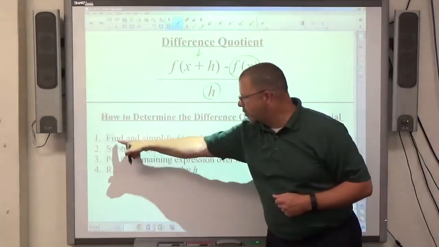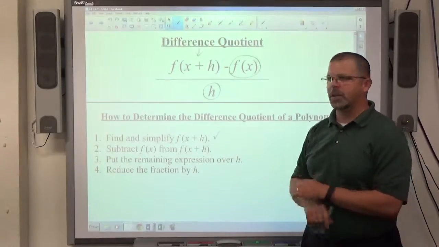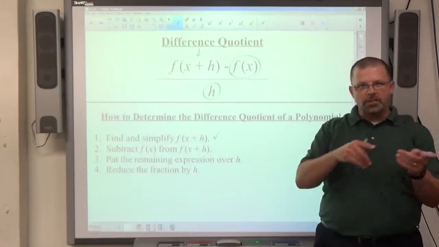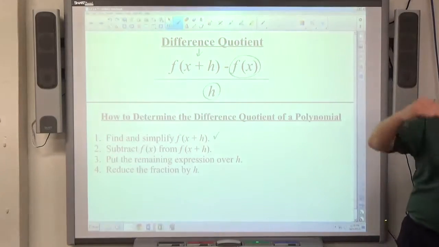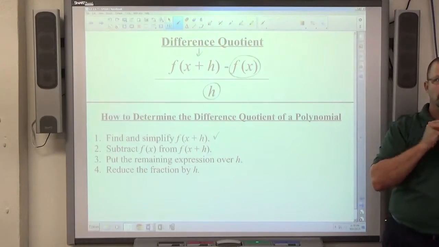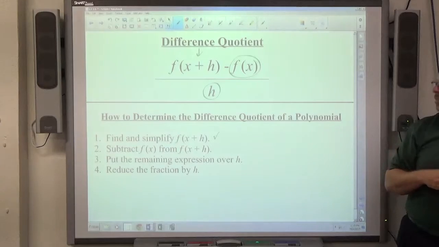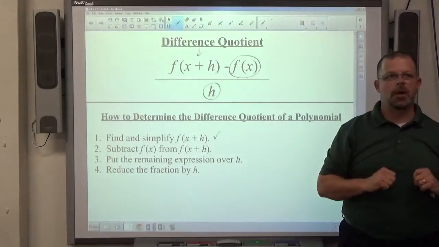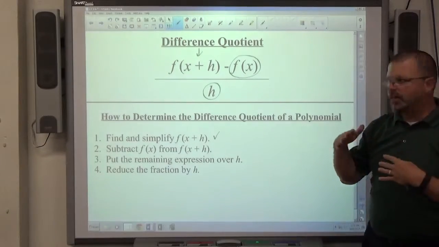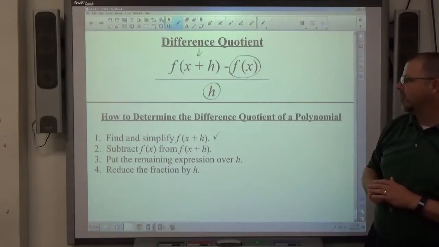And as you can see, step 1, find and simplify f of x plus h. Change x to x plus h, simplify it out. If it's x to the second power, it's going to be x plus h to the second power. Then you have to square it and all that stuff. If it's 3 times x, it's 3 times x plus h, then you have to distribute and so on. So find and simplify f of x plus h.